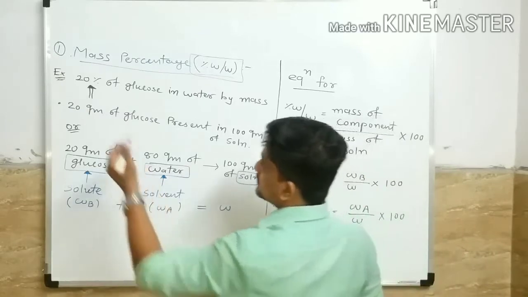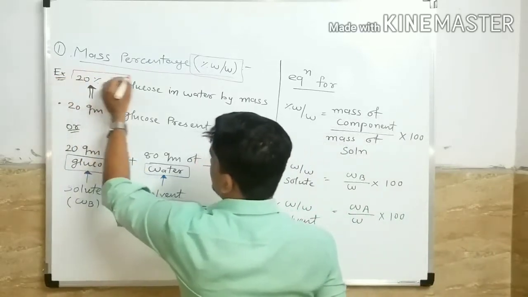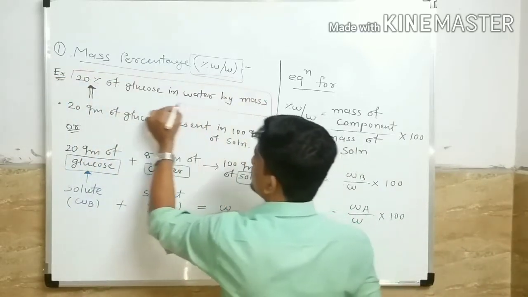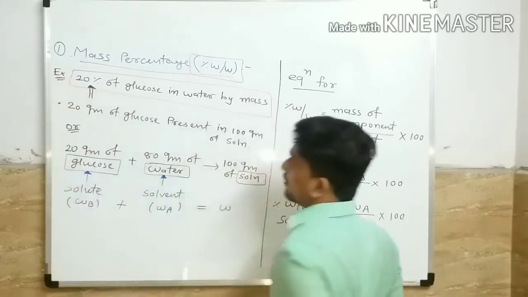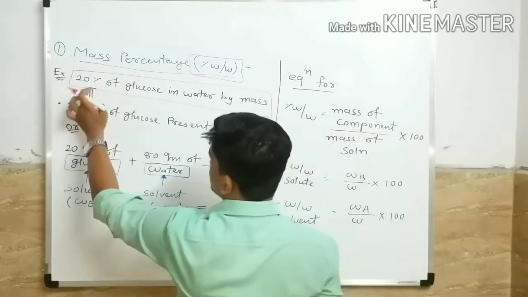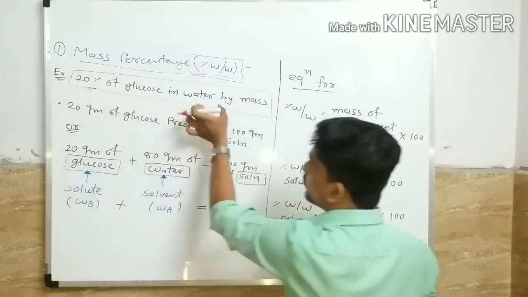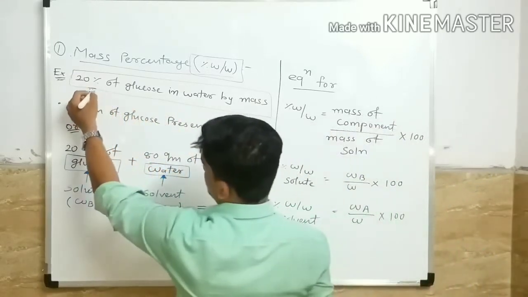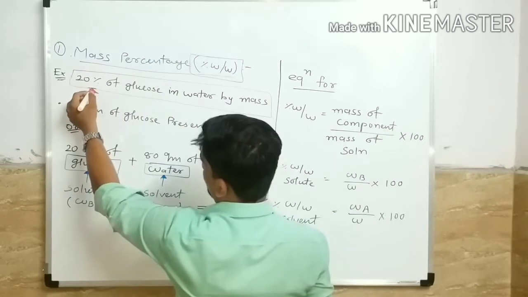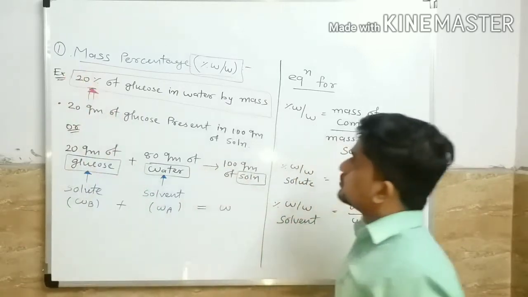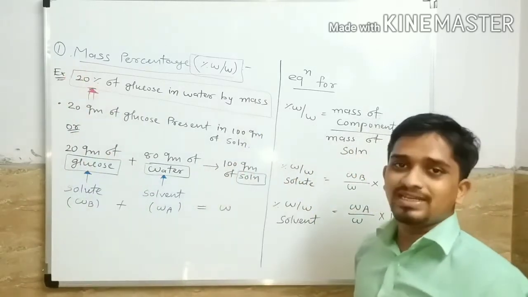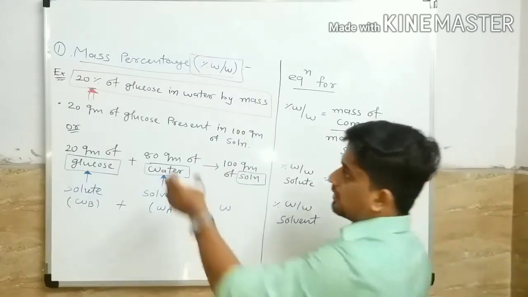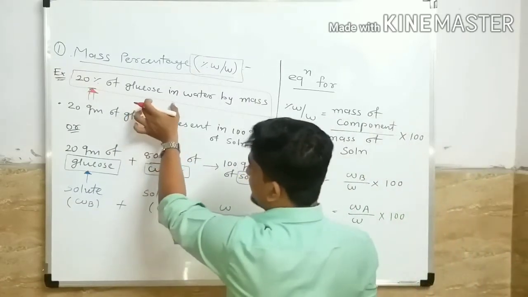We have a solution in which we have 20% of glucose in water by mass. This type of solution we have. This solution gives some detail.